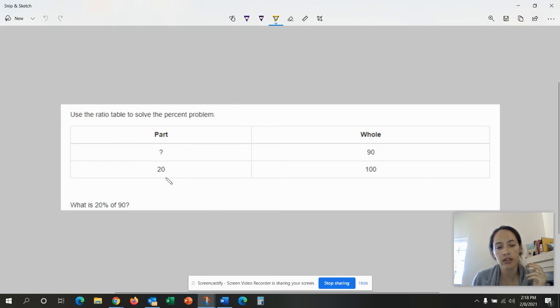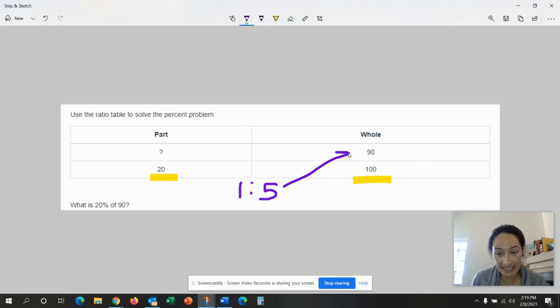So you can take a look now at 20 hundredths, and you could reduce that to 1/5, because I know 5 times 20 is 100. So that's reducing to 1/5. So now how do we get to 90? How do we get to 90?